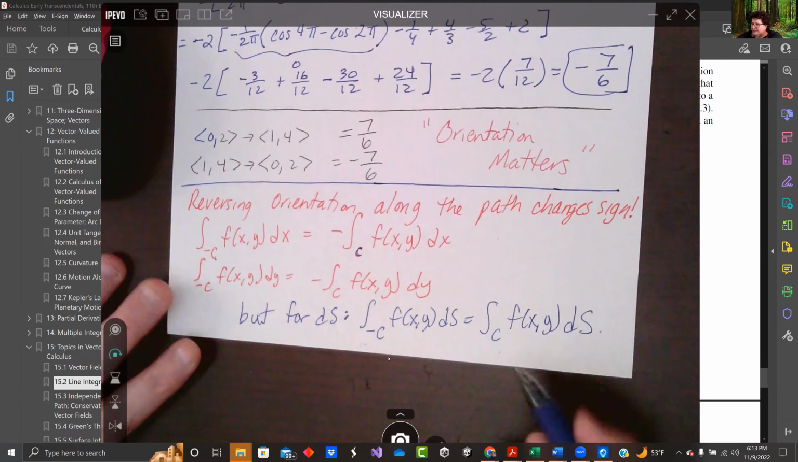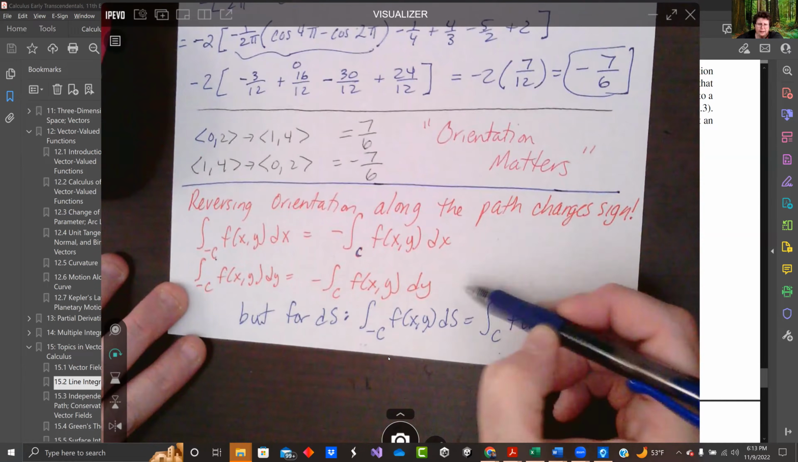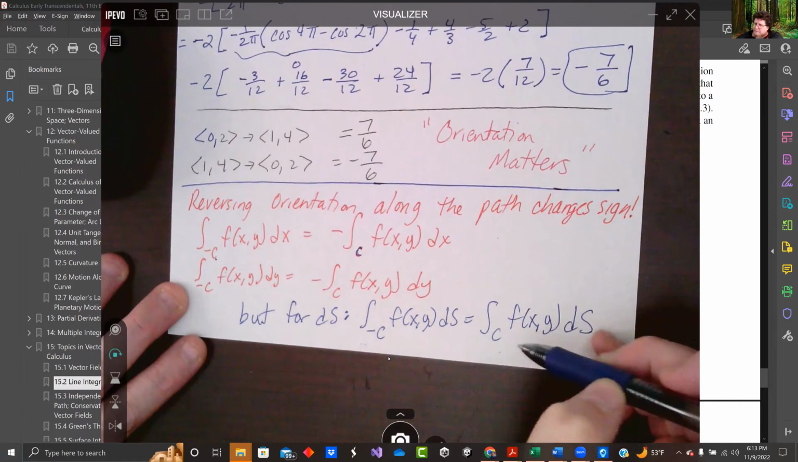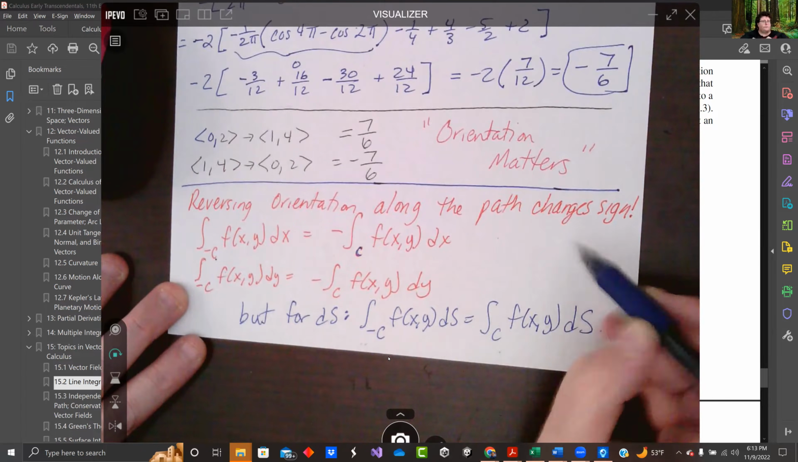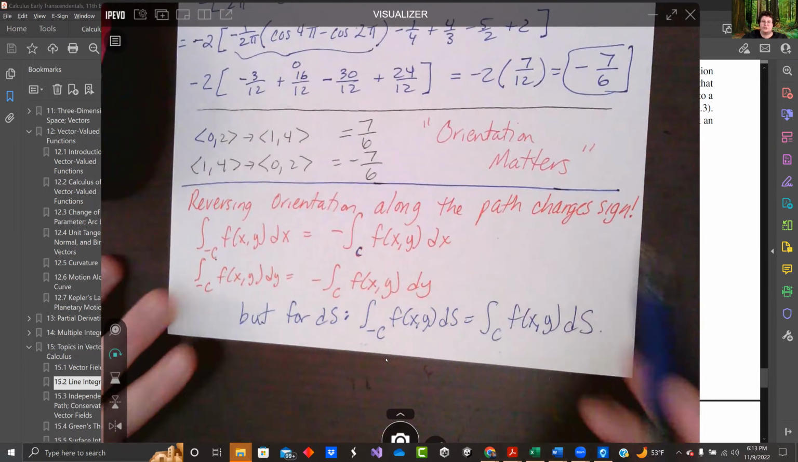So that's the one big difference between doing the line integral along the whole thing and then doing it piecewise by variable. Why do we care about that? You're going to see shortly.